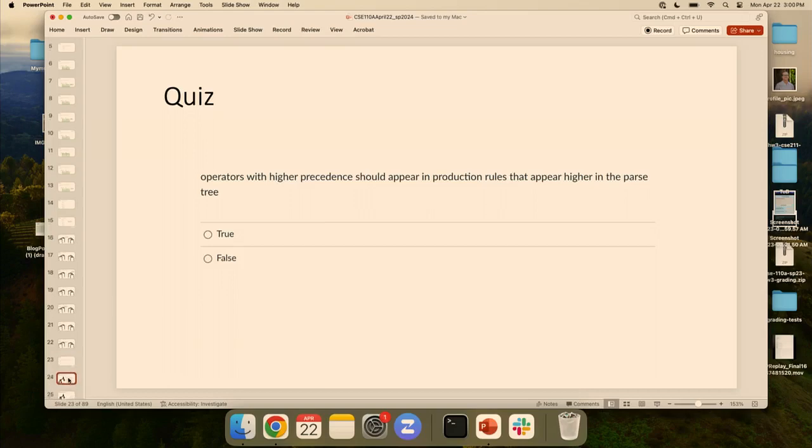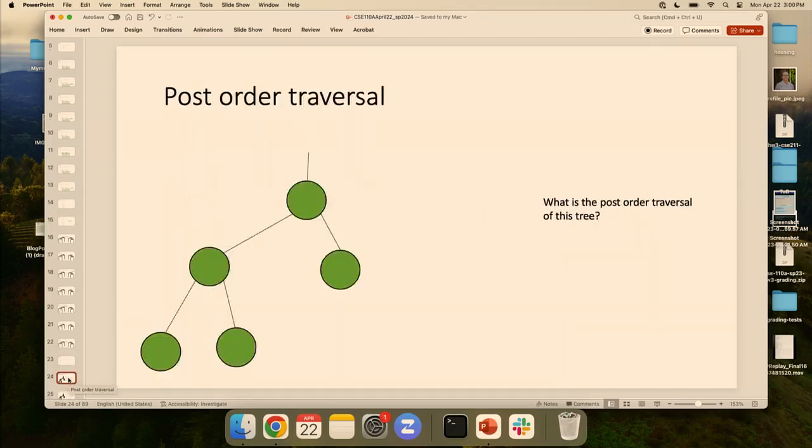So let's actually look at it. Our evaluation is a post-order traversal. So if we have a tree that looks like this, and if we do a post-order numbering, it ends up looking like this, right?